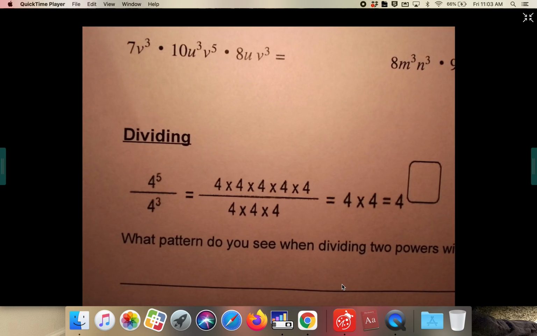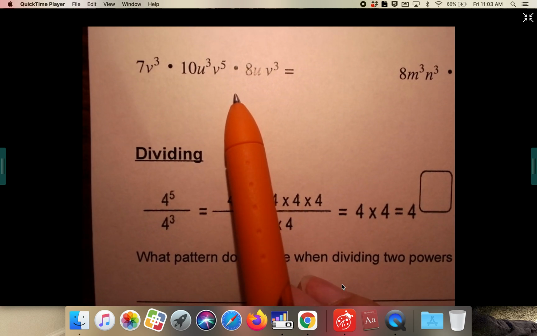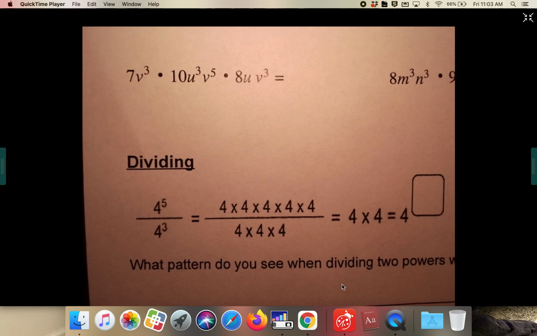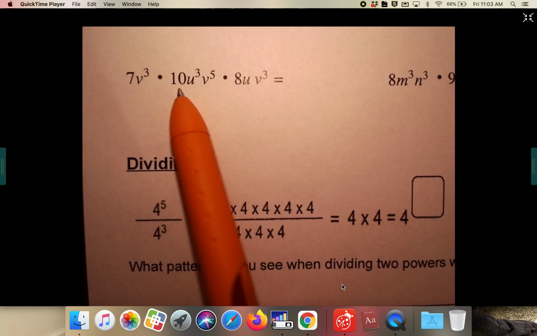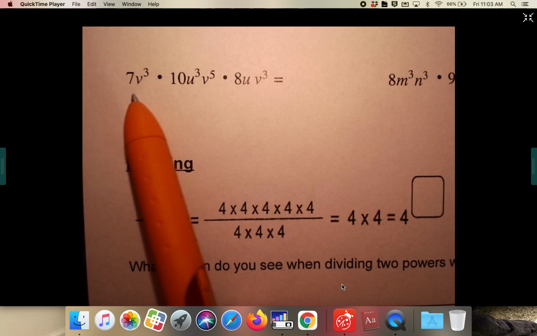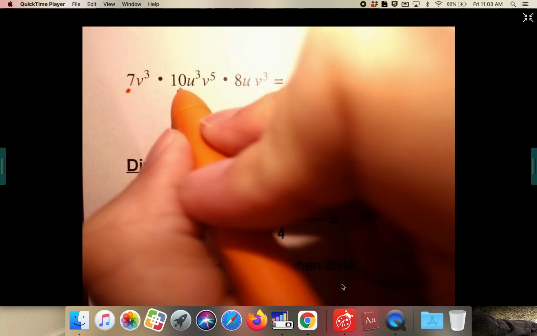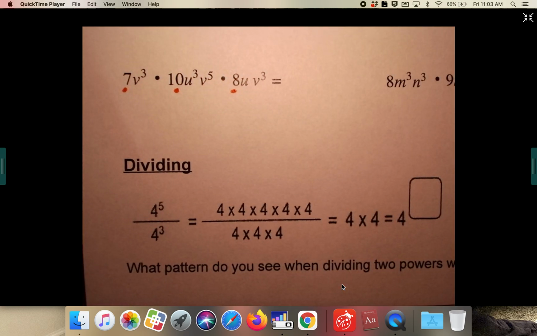All right, so knowing that, you could try these bottom 3 on your own, or if you're not quite ready for that, I'll work it out with you right now. So the 7 and the 10 and the 8 are not the same bases. Those are different bases, so I can go ahead and multiply them together. 7 times 10 times 8. I'm going to use my calculator. You guys should too.